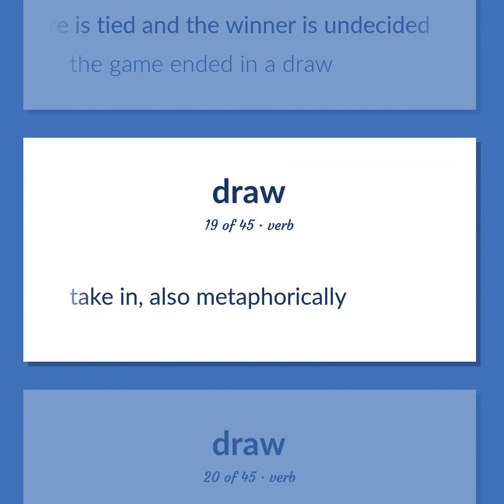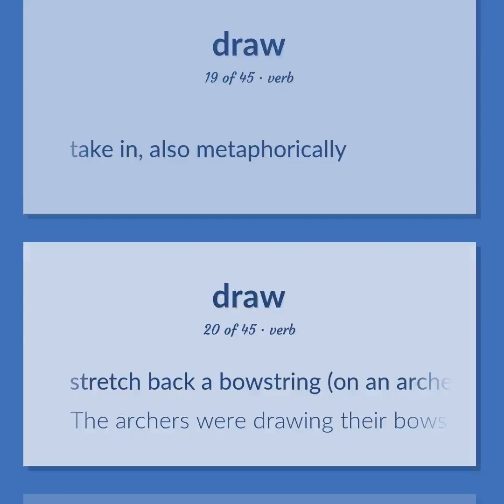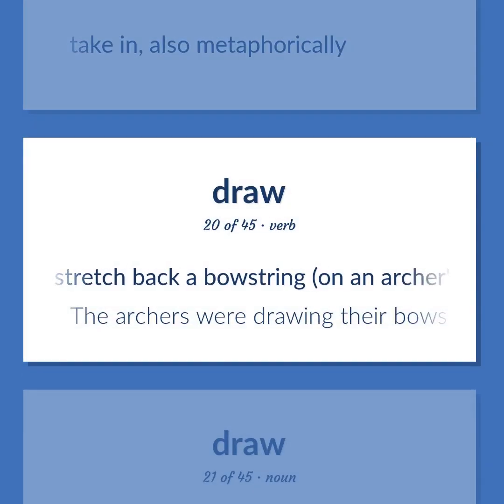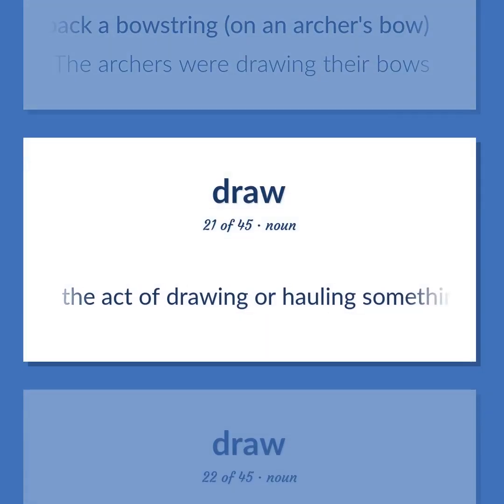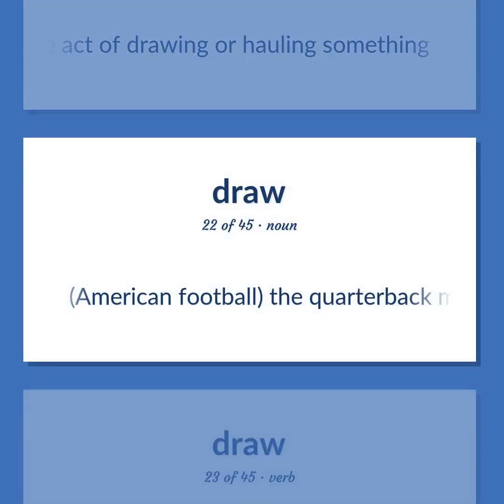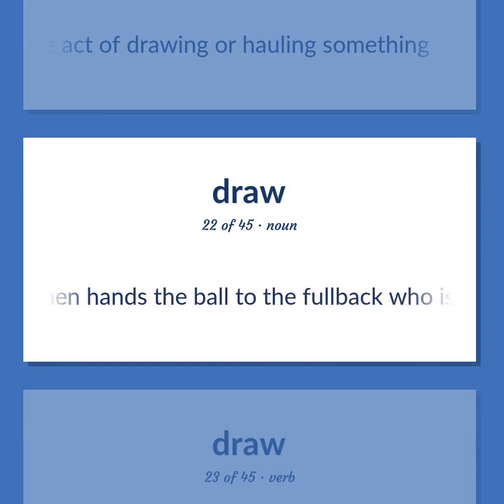Take in, also metaphorically. Stretch back a bowstring, on an archer's bow. The archers were drawing their bows. The act of drawing or hauling something. American football. The quarterback moves back as if to pass and then hands the ball to the fullback who is running toward the line of scrimmage.